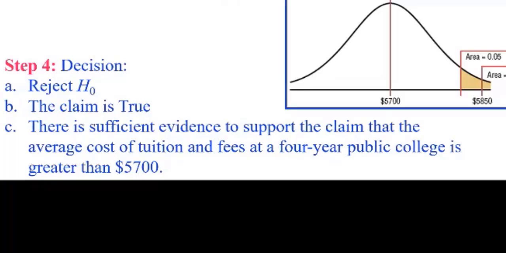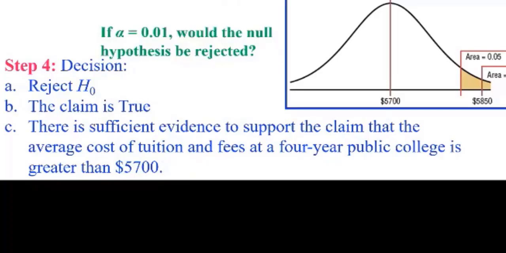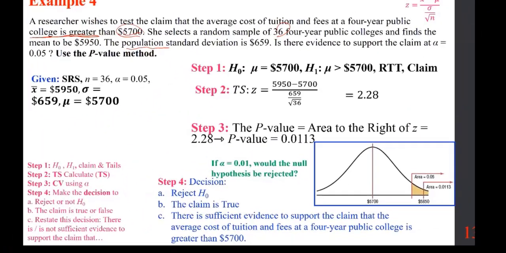Now, what if we had a different alpha, just for the sake of argument? For example, let's say we were doing the same thing, but this time alpha was only 0.01. Can anybody give us the answer? With the null hypothesis, would H0 be rejected? If P is greater than alpha, wouldn't you say that the claim is true, so then you would reject it? No. I'm just talking about part A.